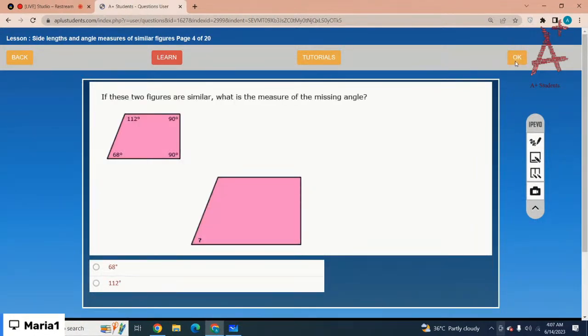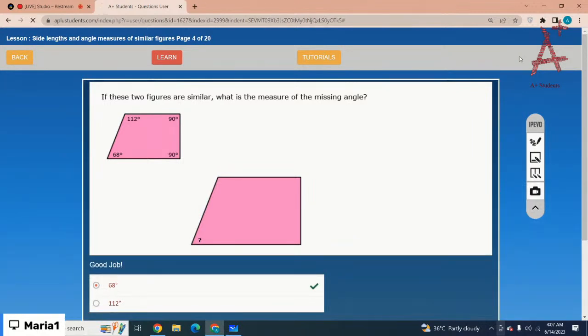Okay. If these two shapes are similar, what is the measure of the missing angle? So which is the correct option? Yes, very good. You can see this one and this one are the corresponding angles. So it would be 68 degrees.